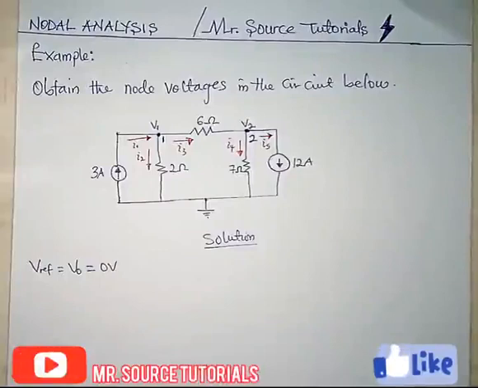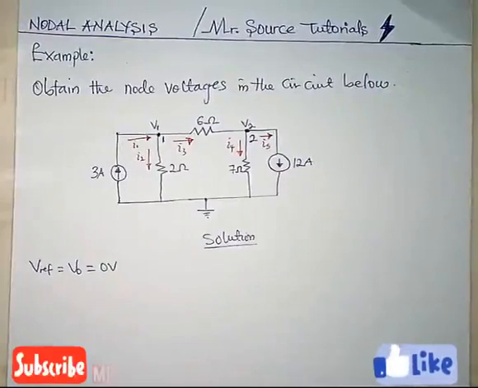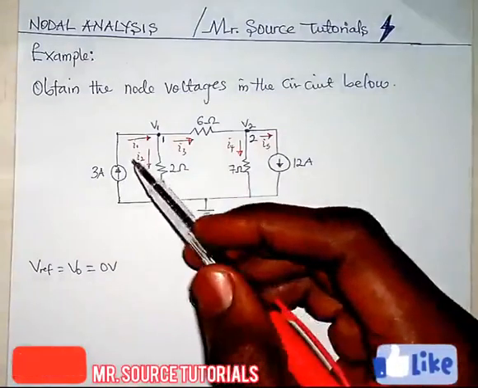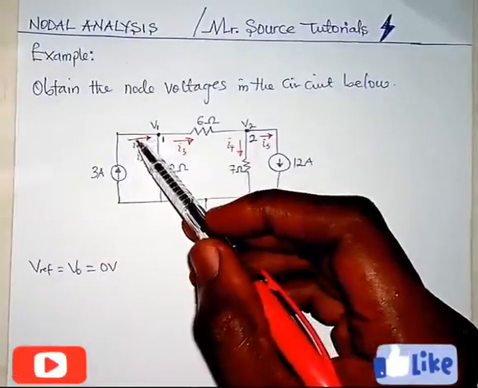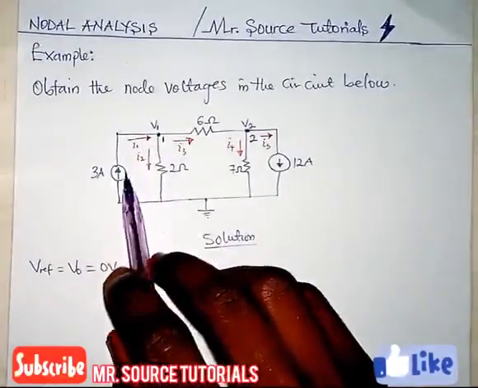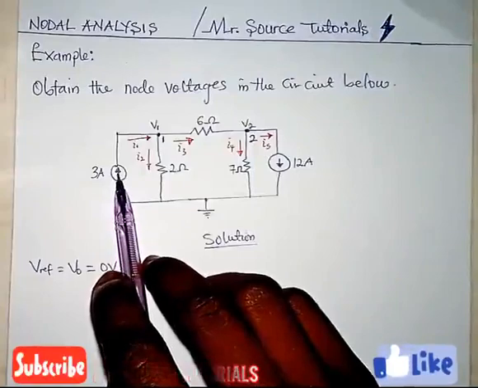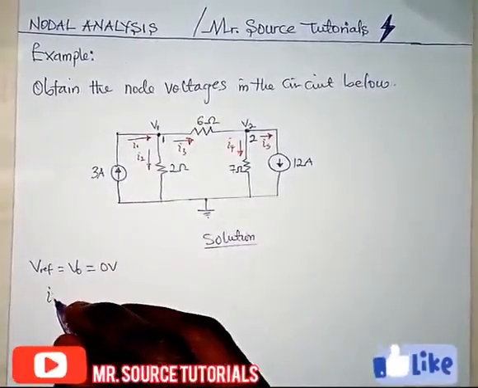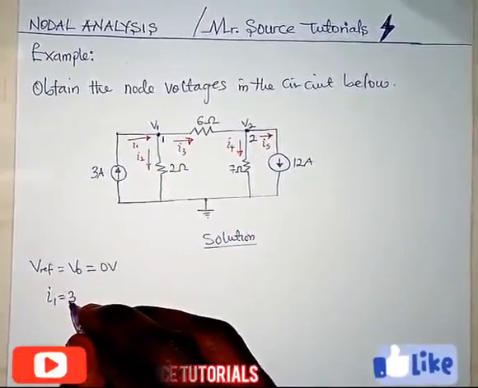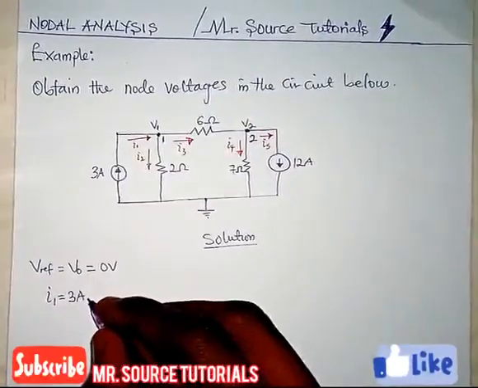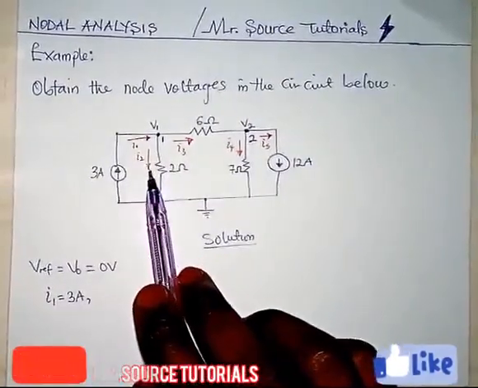Alright, the next step is to define each of the currents at each node respectively. Let's start from current I1. This I1 is simply the 3 ampere current coming from the source. So I1 is equal to 3 amperes. That's that. This is our I2.